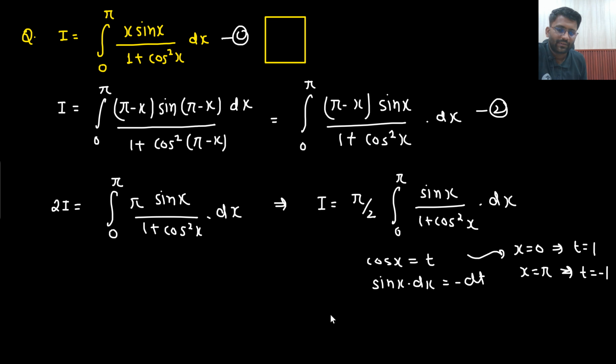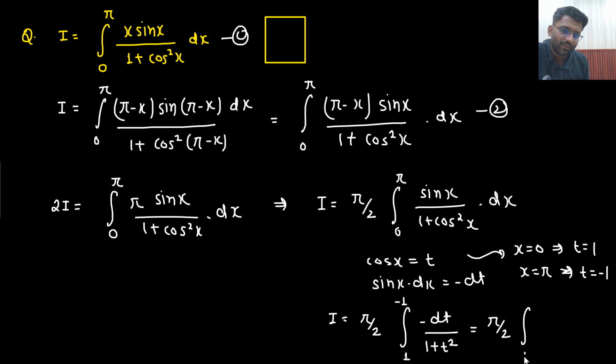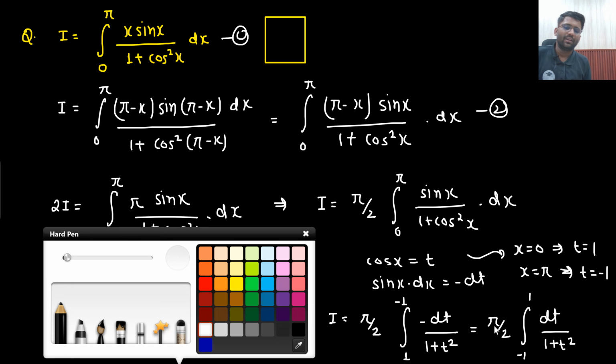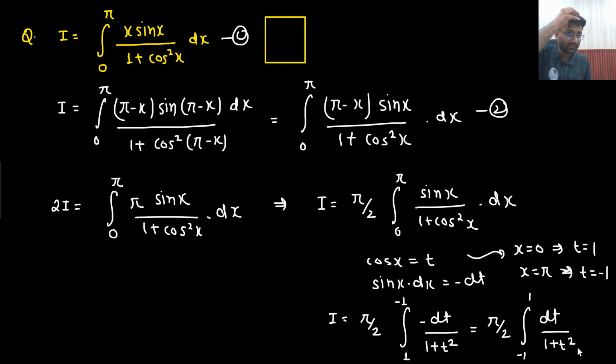So I equals pi by 2, and if x is 0, then the limits go from 1 to minus 1. This will be minus dt upon 1 plus t square. So I can write it as pi by 2 into the integral from 1 to minus 1 of dt by 1 plus t square. Sorry, I have taken minus 1 to plus 1, with the negative sign outside. And you can see that this is an even function.